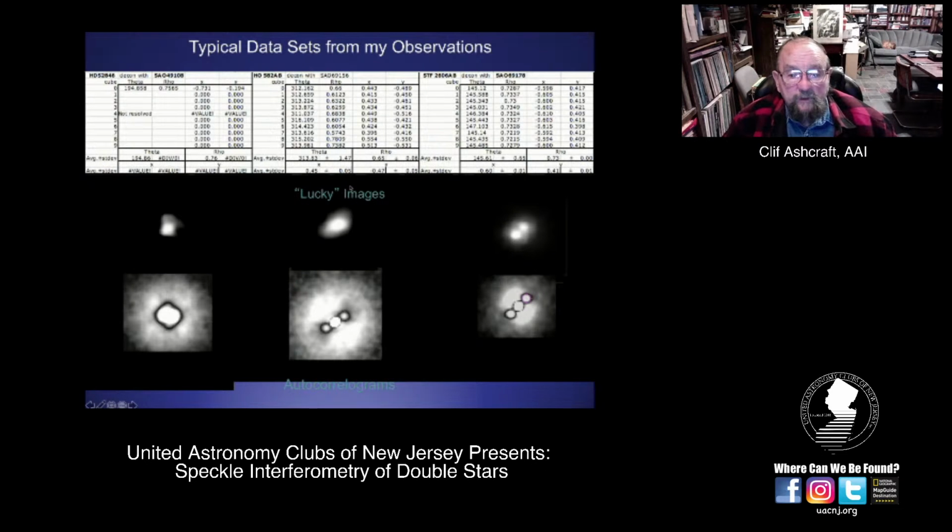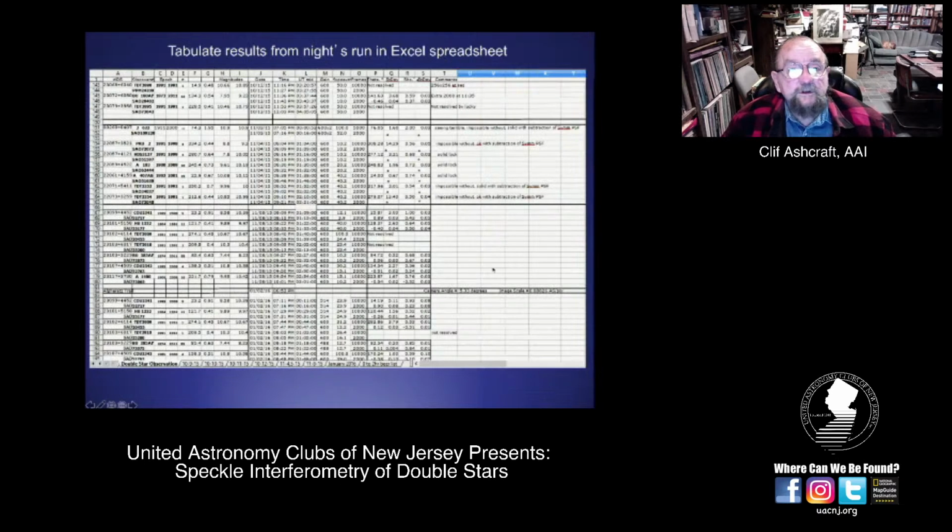Here's one where I got a very good measurement, and you can see that this has a rho of 0.65 arc seconds, and again, a very clear autocorrelogram, very easy to observe. And here's one with a rho of 0.73 arc seconds. Again, very easy to observe.